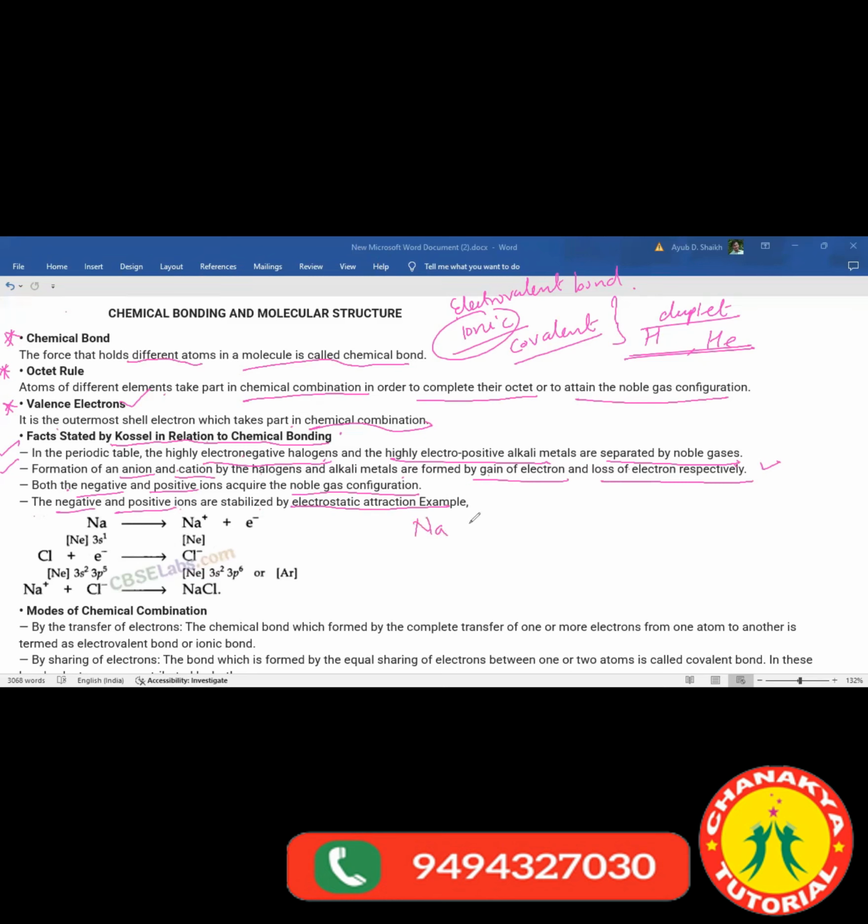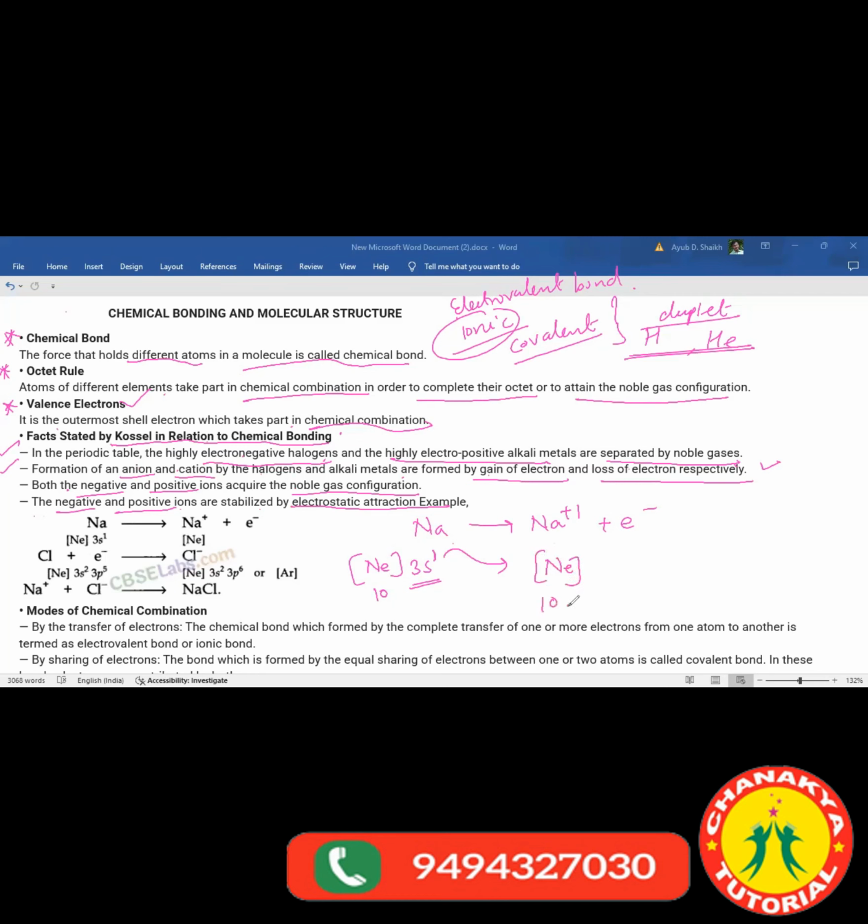Sodium, when it loses its one electron, will convert into what? Na+, by losing one electron, correct? If you see the electronic configuration of sodium, it has a neon configuration and the 3s orbital has 1 electron in it. Neon has 10 electrons and 1 extra electron goes to the 3s orbital. Once this electron has gone, your configuration would become exactly like the inert gas.